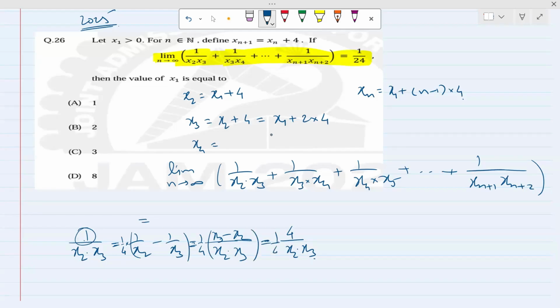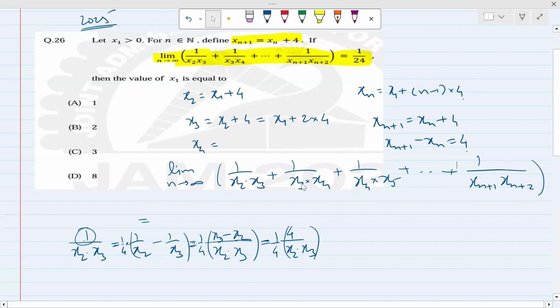So why is this 4? Because of the information given in the problem itself: x_{n+1} is equal to x_n plus 4. So from here I can say x_{n+1} minus x_n is 4. So the difference between every two consecutive terms is 4. So we can use this and we can simplify this limit.